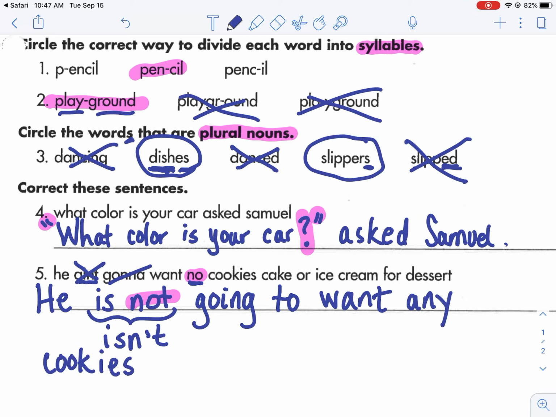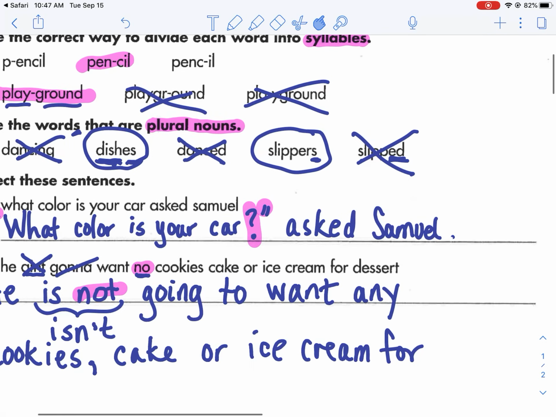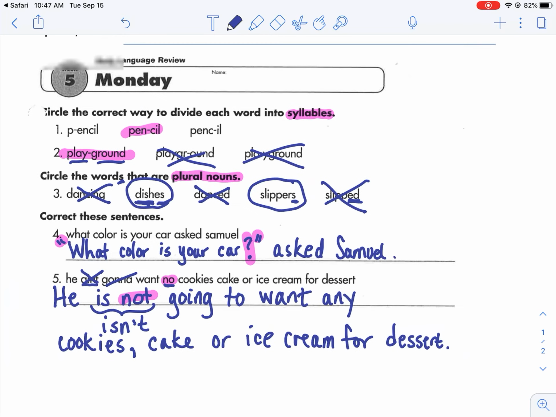Now we have a list of things, so we need our commas. Cake, or ice cream for dessert. So our final sentence corrected reads, he is not going to want any cookies, cake, or ice cream for dessert. Or he isn't going to want any cookies, cake, or ice cream for dessert.